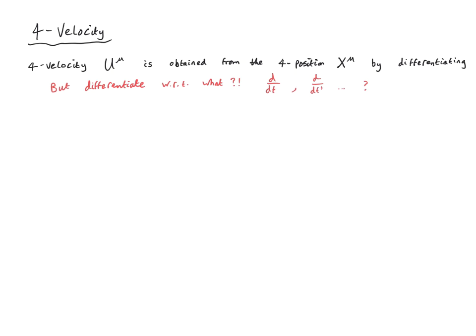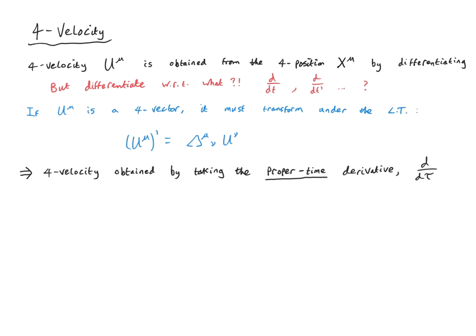If the 4 velocity u mu is going to be really a 4 vector, then it must transform according to the Lorentz transformations. Therefore, if we start out with the 4 position, which is a 4 vector, then we must differentiate with respect to something that is the same in all reference frames. In fact, the 4 velocity is obtained by taking the proper time derivative, d by d tau. Remember, the proper time is the wristwatch time to an observer at rest at the origin of his own reference frame. The proper time is a relativistic invariant.